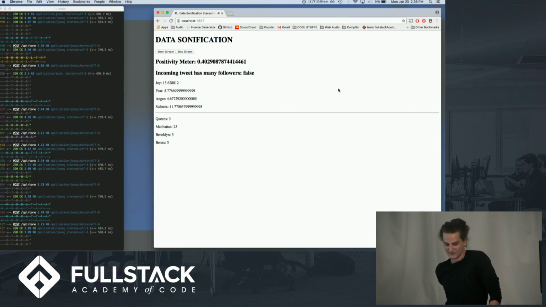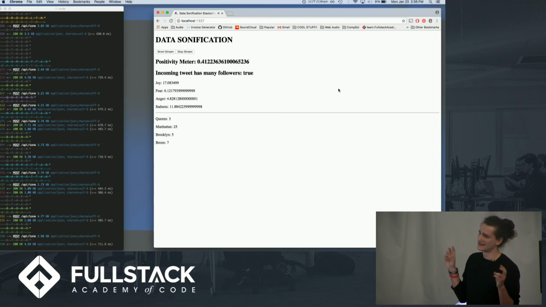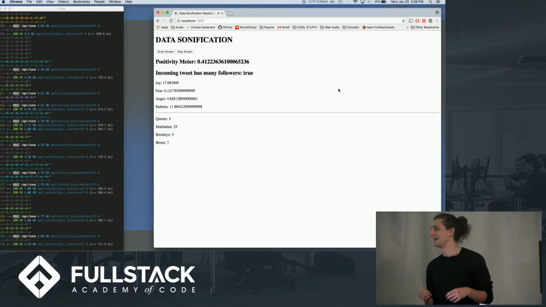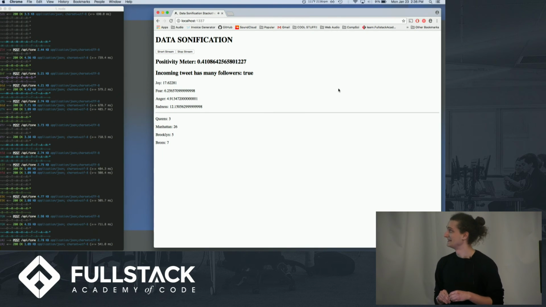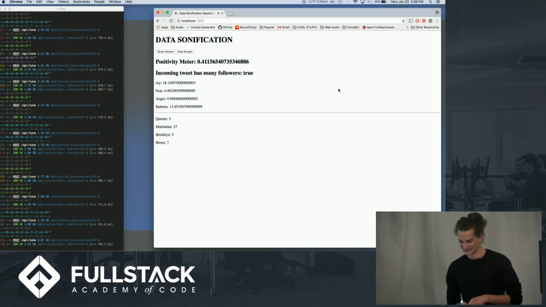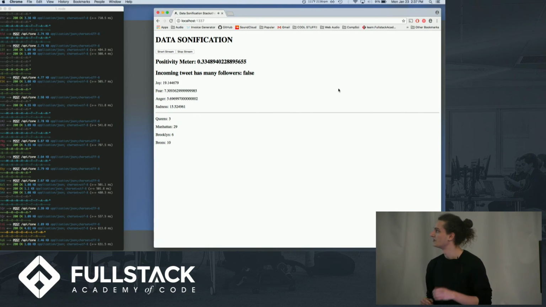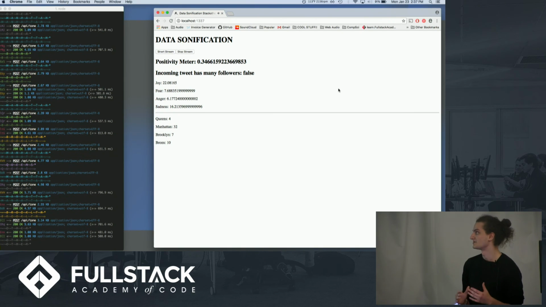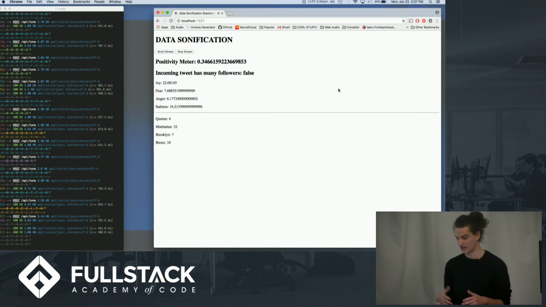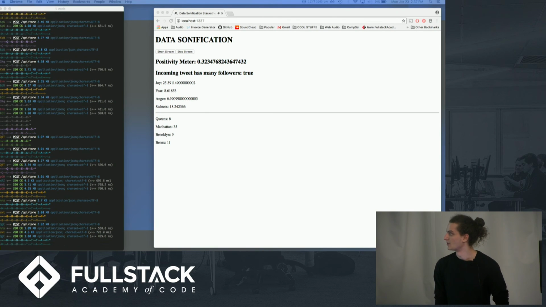Features I want to implement in the future would be a better algorithm to calculate what the positivity is. I've just been doing something like joy minus anger divided by sadness. I'm dispatching so frequently to the Redux store, I'd like to implement some sort of a promise chain that would actually make the dispatches work a little bit more smoothly.